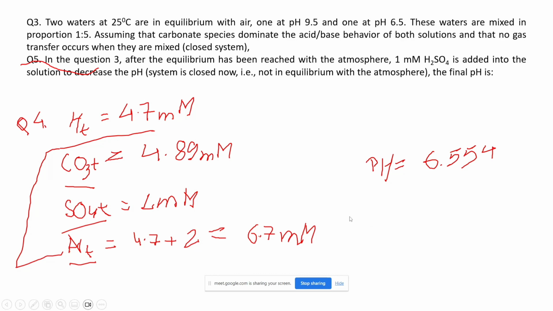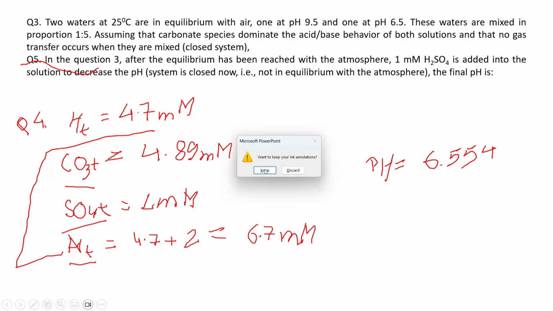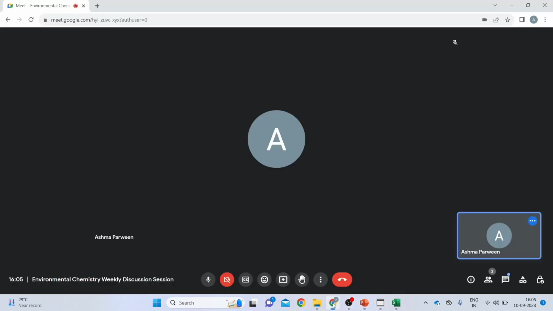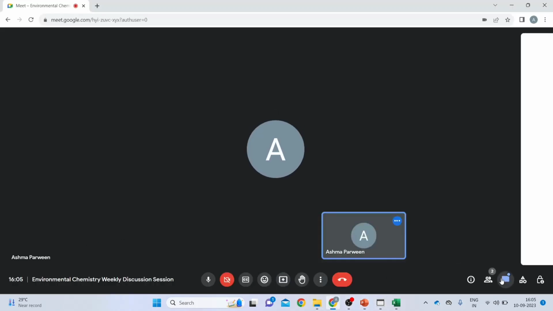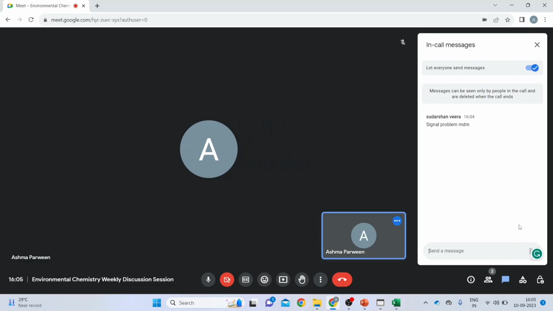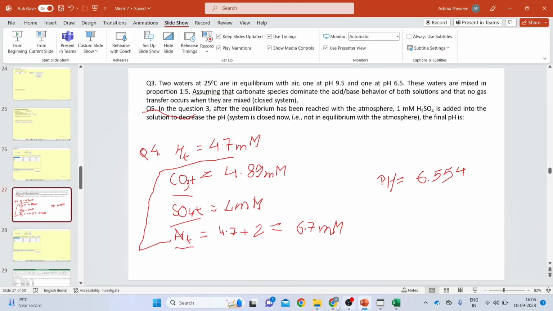So let's go back. I got a message that there is signal problem, but today the Wi-Fi is working fine. I don't know why. So let's move to the second question.